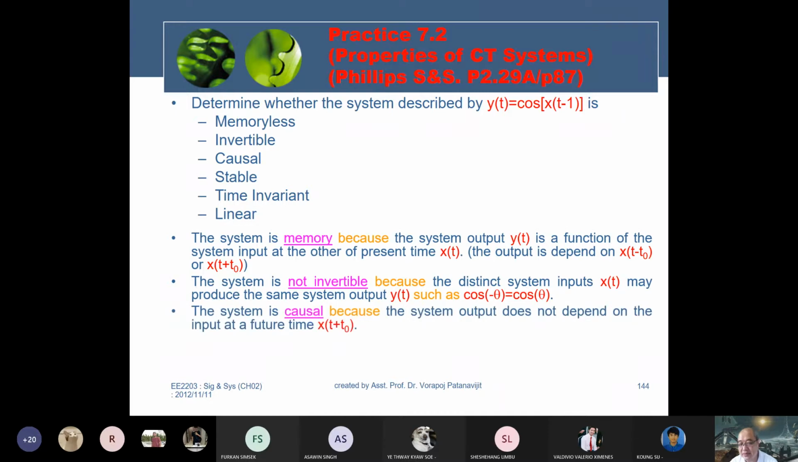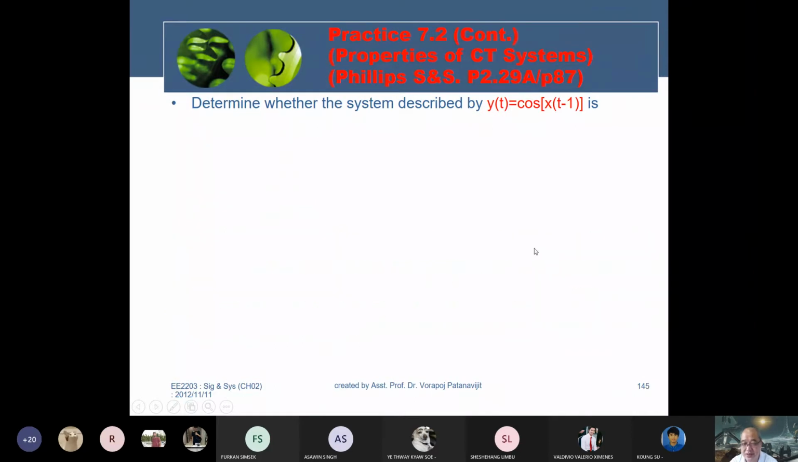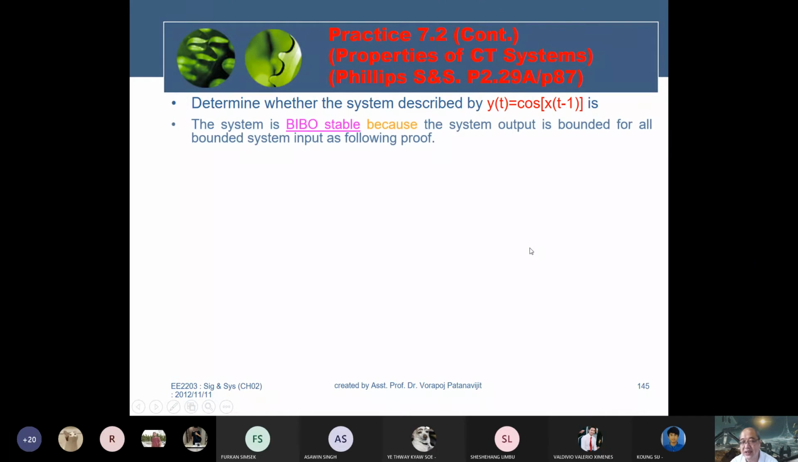The next one, the system is causal because the system output does not depend on the input at the future time. Okay, in this case, it depends. The system will be causal if the output depends on the input in the time shifting version where t naught must be positive. In this case, t naught equals 1. Next, the system is BIBO stable because the system output is bounded for all bounded system input.